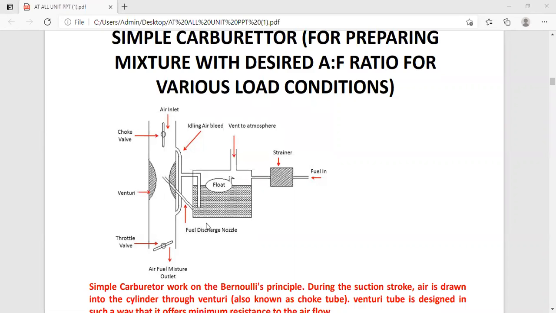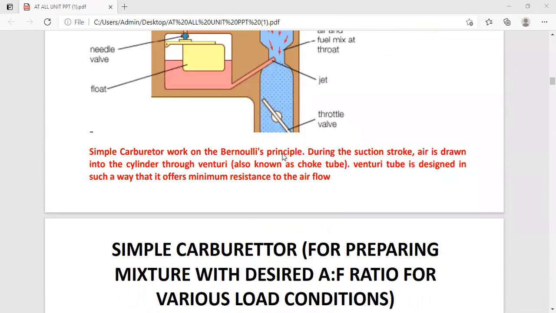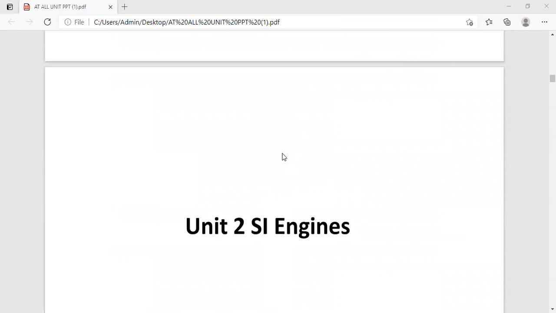So do you have any difficulty regarding this? Any doubts? No, sir. Okay. So we are going to conclude today's lecture.